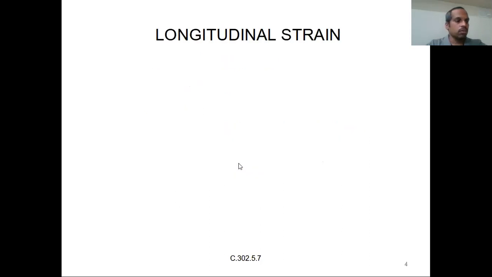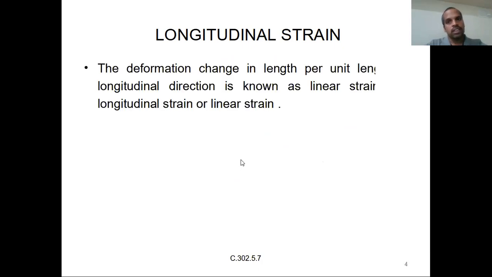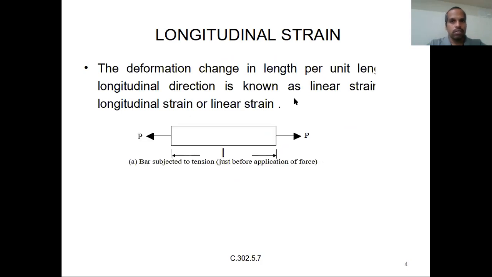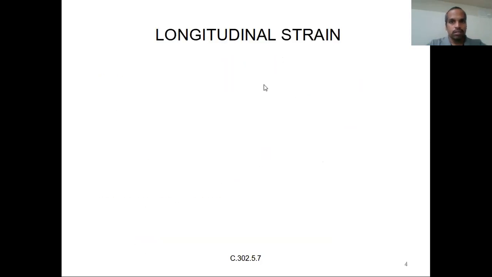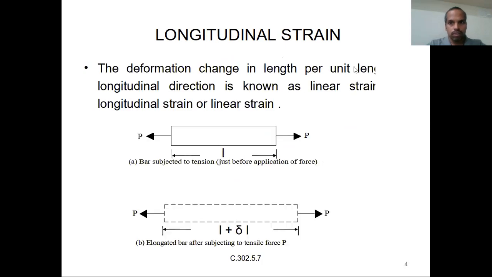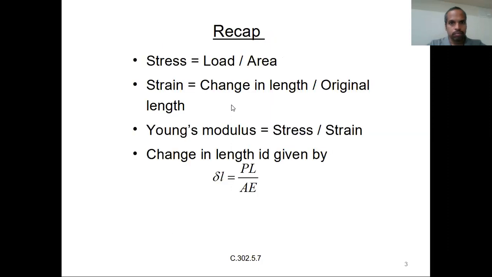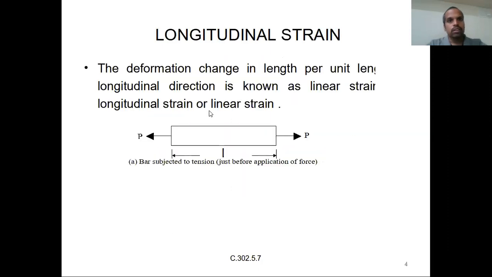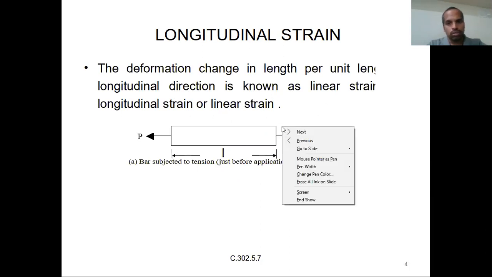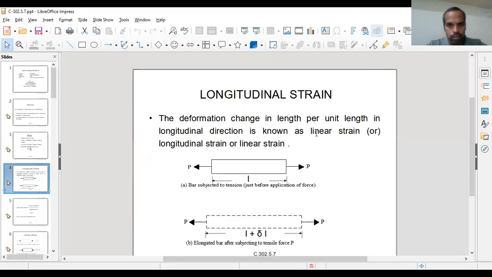Now come to today's topics. One by one, let us discuss them. Longitudinal strain is also called linear strain. The deformation, that is change in length per unit length along the longitudinal direction, is known as linear strain or longitudinal strain, both one and the same. Just a minute, I will show this longitudinal strain.